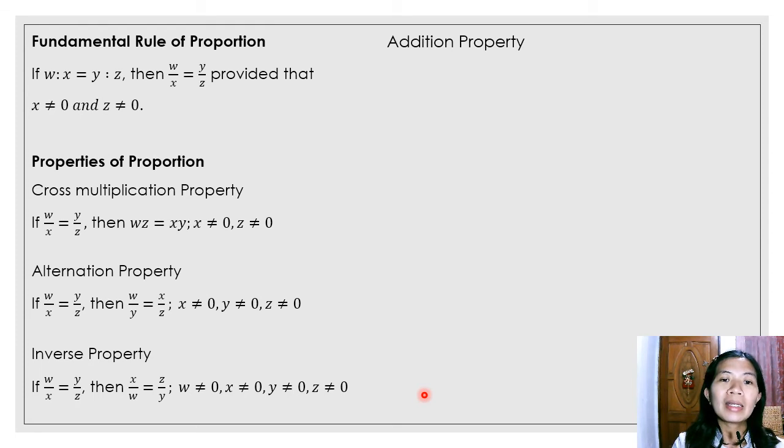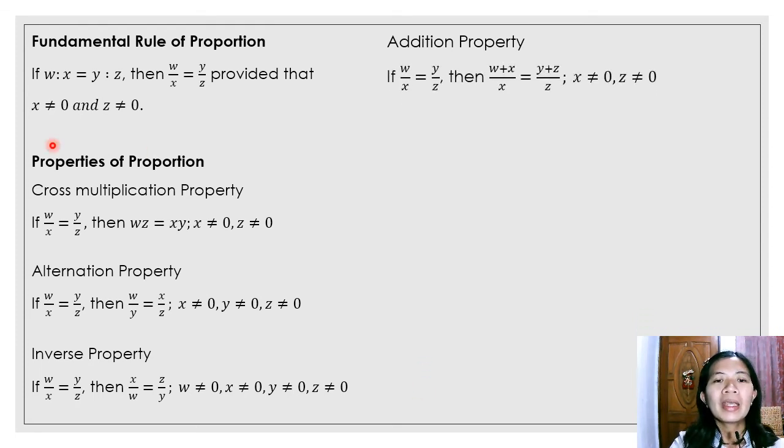Next is the addition property. If W over X is equal to Y over Z, then W plus X all over X is equal to Y plus Z all over Z, wherein X and Z are not equal to 0. If you notice, the denominator X, we add it to the numerator. Likewise, the denominator Z, we add it also to the numerator. So this is the addition property.